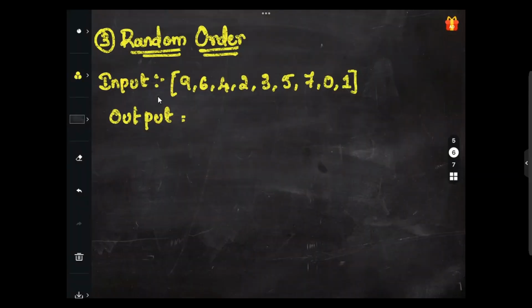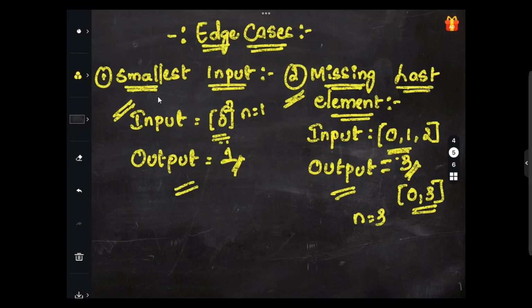Yeah, third edge case. This one we have already seen the example. We have from 0 to 9 except 8 here. So n equals 9 in this case, but 8 is not present. 8 is the missing number. We have to return 8 in this case. So output is 8. So this is for the edge case random order. So I can clearly see the random order, right?